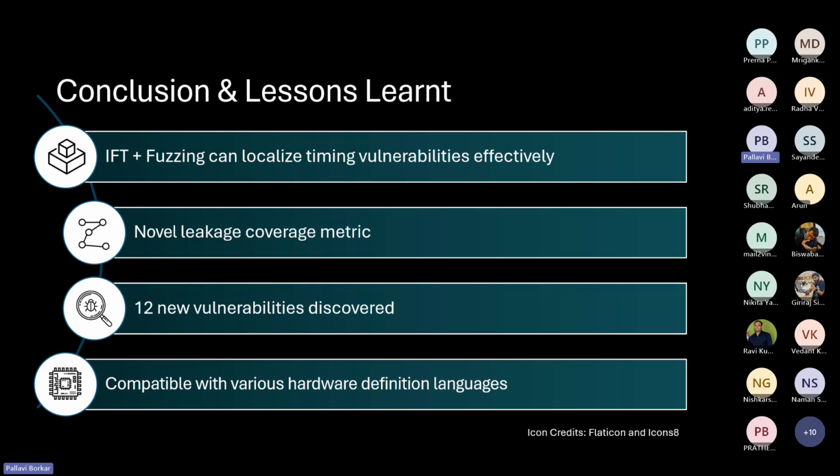We propose a method which combines information flow tracing and fuzzing to localize timing vulnerabilities effectively. Our method provides a novel leakage coverage metric, which is particular to timing channels. We have discovered 12 new vulnerabilities, and our method is also compatible with all the various hardware description languages which are present today. That is all for the talk. Please let me know if you have any questions.